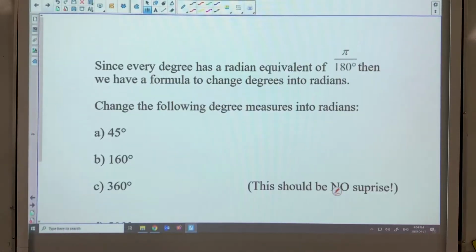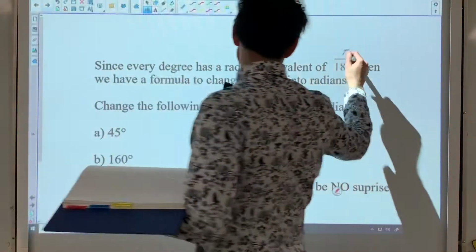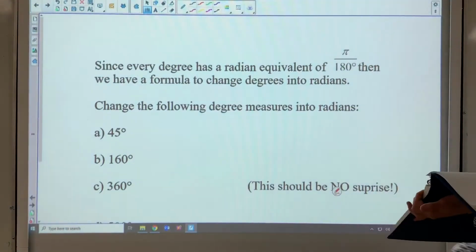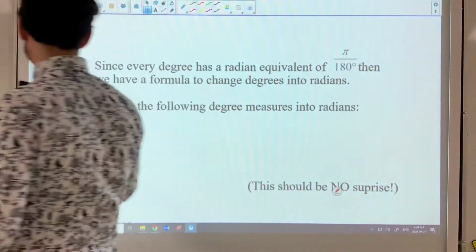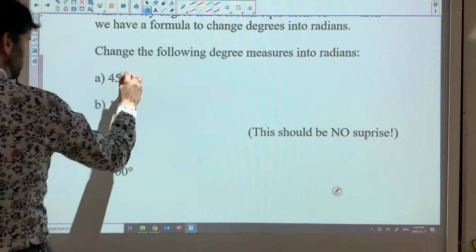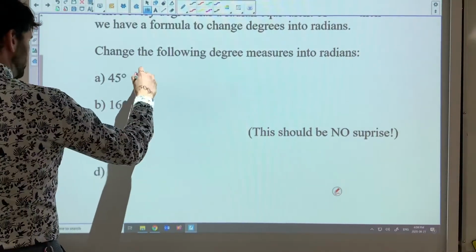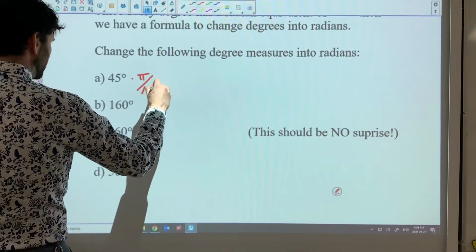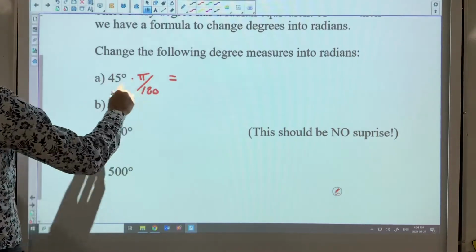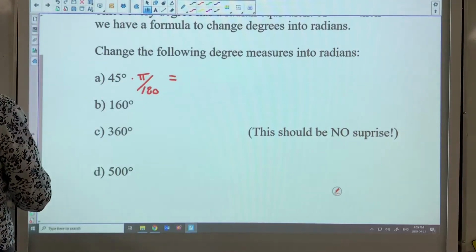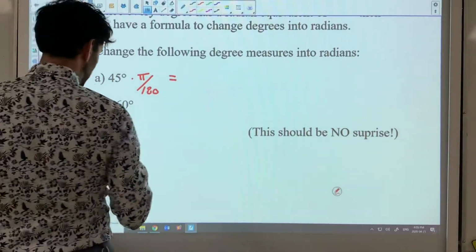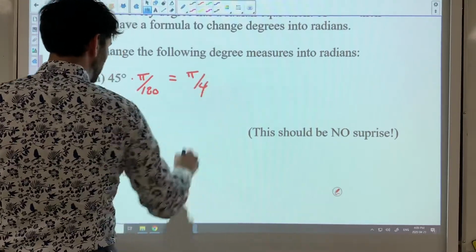Let's do the opposite. Every degree has a radian equivalent of pi over 180, so we can convert degrees to radians by using that formula. We're just going to multiply by pi over 180. How many times was that, like a quarter? Maybe I can flip the page. Yes, it is a quarter, so you're going to get pi over 4.